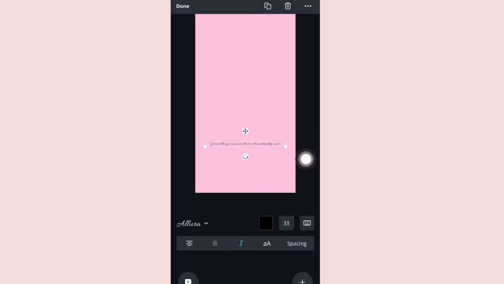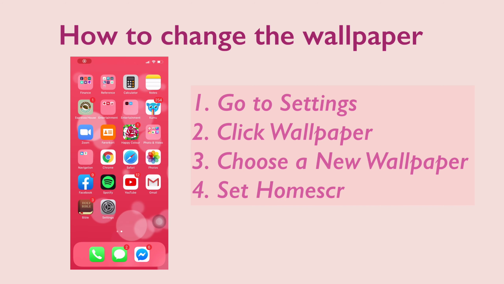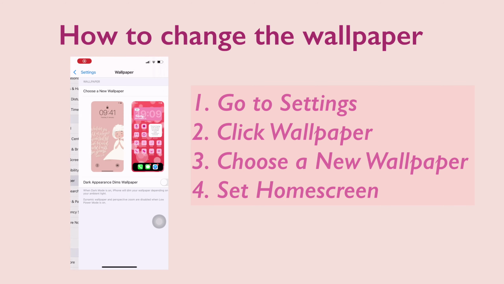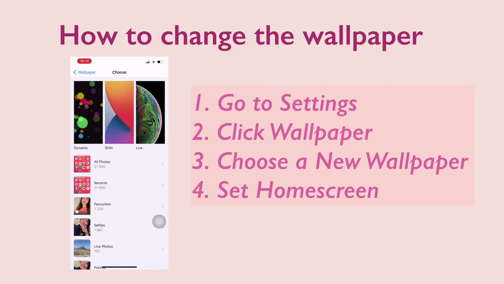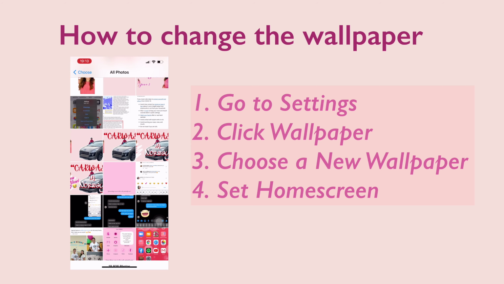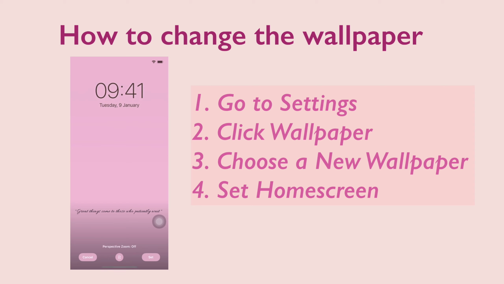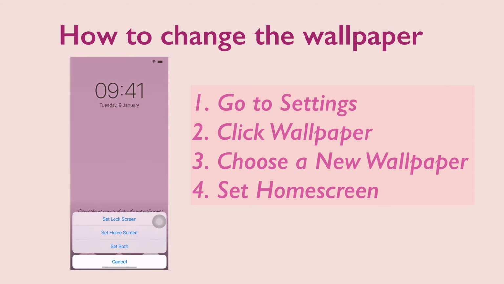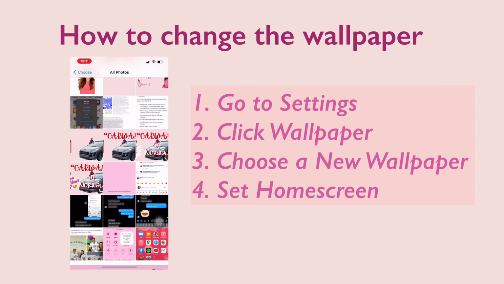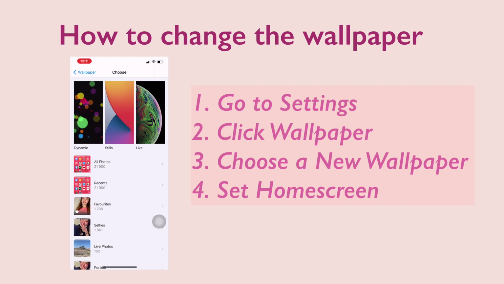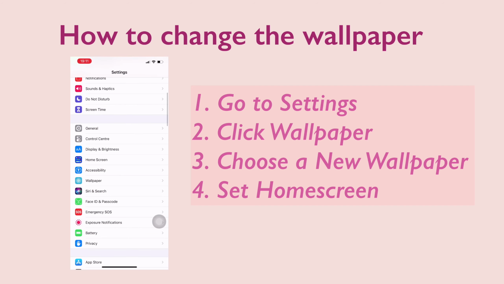And I also made my wallpaper in Canva, and I wanted it to be simple, so I just changed the color into pink and wrote a quote. In order to change the wallpaper, you just need to go to Settings, click Wallpaper, and then choose a new wallpaper. You can choose the wallpaper that you made, and then click Set, and then Set Home Screen. So that's it.